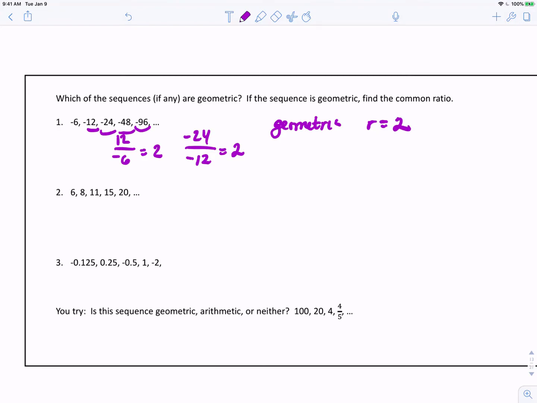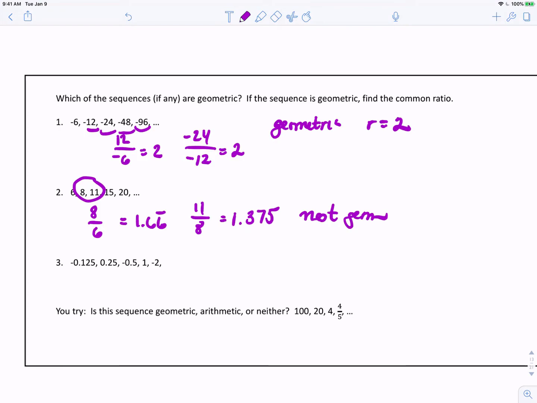Let's try the next one. 8 divided by 6 is not a friendly number. 8 divided by 6 is 1.666, I think. Let's take a look at the next 2. 11 divided by 8 is not 1.66. This is something different. Let's write down what this would be: 11 divided by 8 is 1.375. So we are not getting the same ratio every time we divide subsequent terms, so this is not geometric.